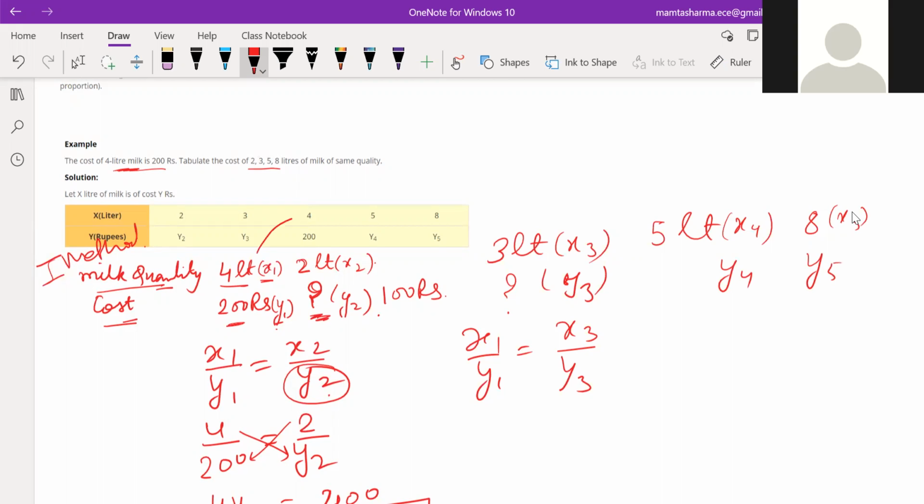You can equate these two ratios to find out Y4. You can equate these two ratios to find out Y5.